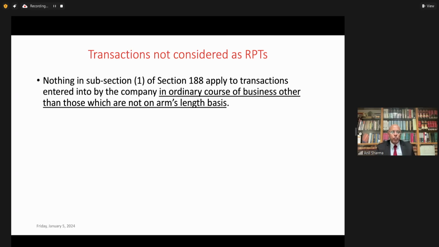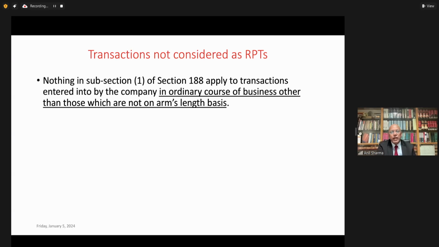So first of all, what we are trying to say is that Section 188 does not apply to transactions entered into by the company in ordinary course of business, other than those which are not on arm's length basis. So what this section says means that these transactions need not go into the process of approval of related party transactions as mentioned in the later part of that section. So if the transaction is in ordinary course of business, and if it is other than those which are not on arm's length basis, then it need not go through the rigor of the compliance process mentioned in Section 188, which I am going to deal with later.